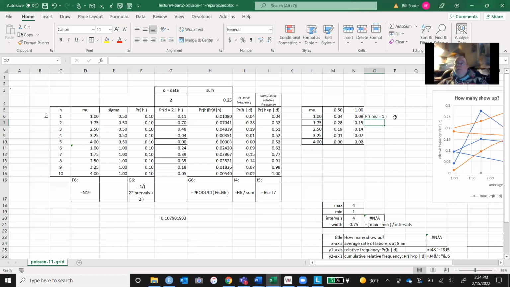Probability that mu equals 1. We also can search for the probability that mu equals 1.75 or 2.5 or any one of these numbers. So let me put this over here to the side. Okay. And since these probabilities are 4% in one environment and 9% in the other, it is not a both and, it is an either or. It's either going to happen in a low environment or a high environment.